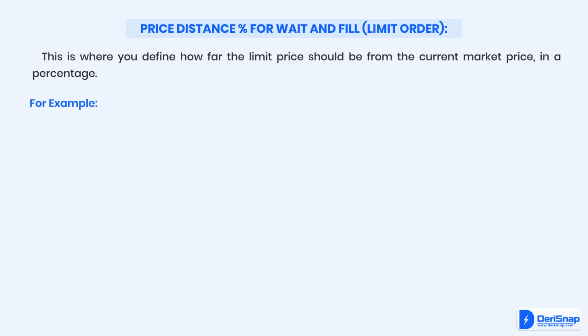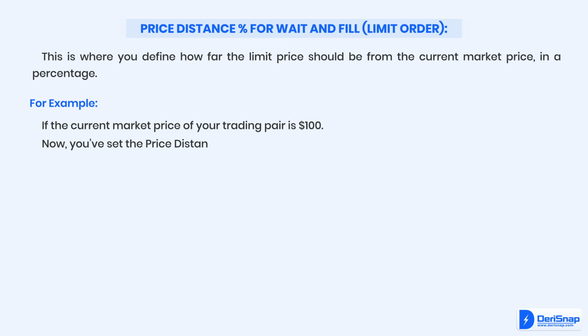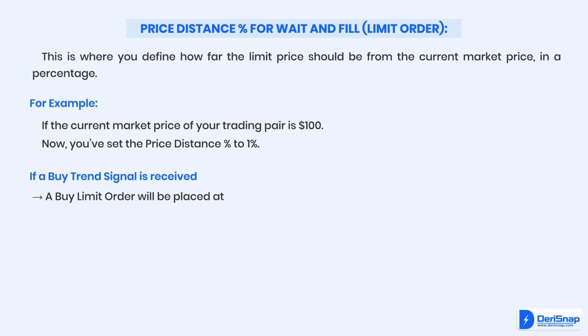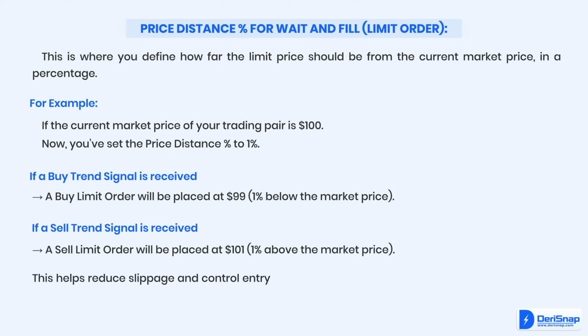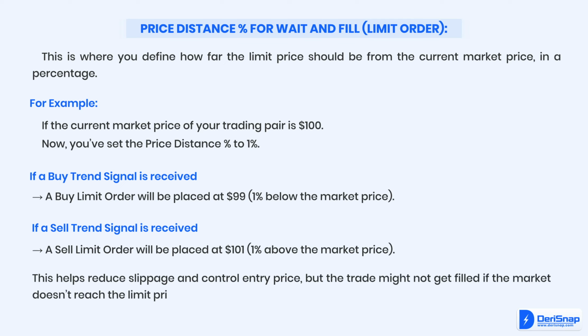For example, if the current market price of your trading pair is 100. Now, you've set the price distance percent to 1%. If a buy trend signal is received, a buy limit order will be placed at 99, 1% below the market price. If a sell trend signal is received, a sell limit order will be placed at 101, 1% above the market price. This helps reduce slippage and control entry price, but the trade might not get filled if the market doesn't reach the limit price.